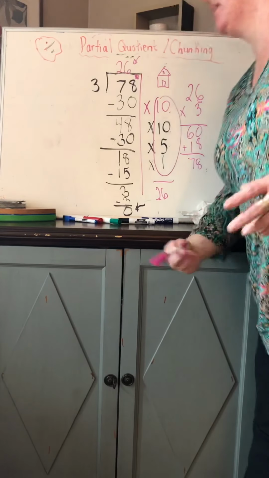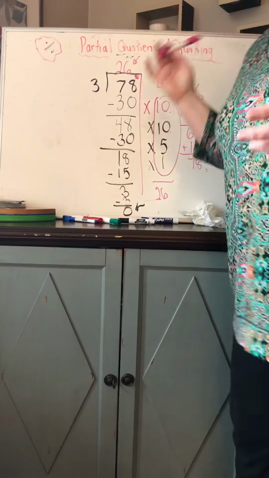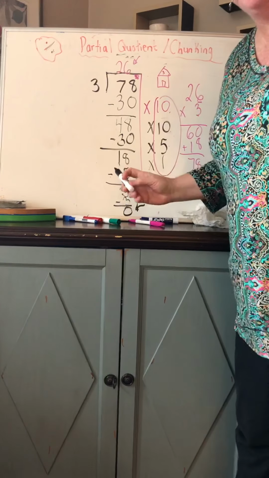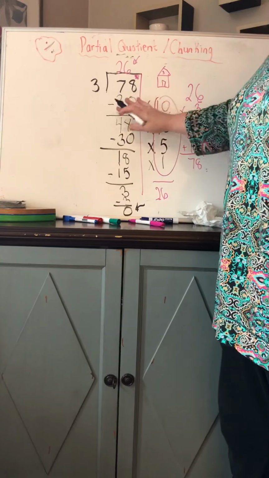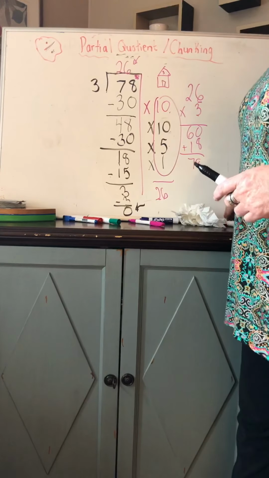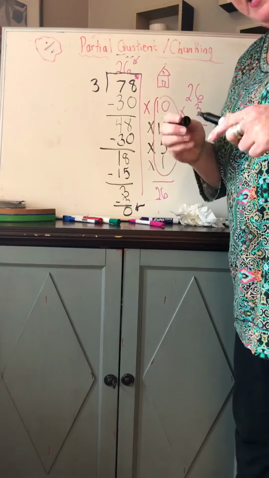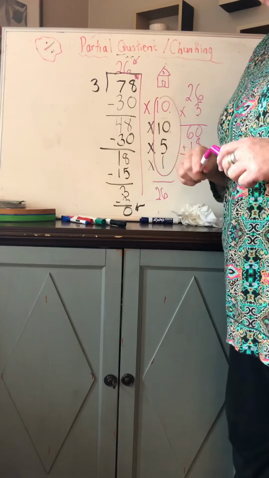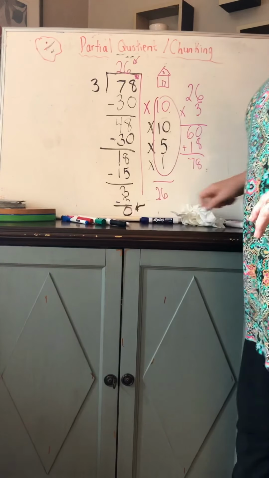So remember, using partial quotients or chunking is just dividing using what you know. It's kind of like repeated subtraction. We take a little bit away at a time based on what we know. We just have to remember division is about sharing in equal groups, and sometimes we have some remaining that we cannot share fairly. In this case, we did not.